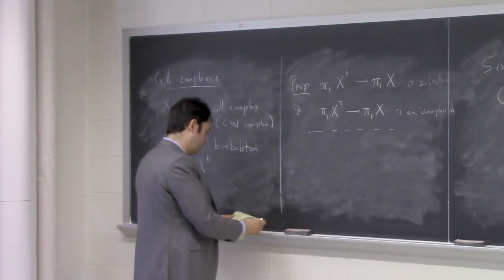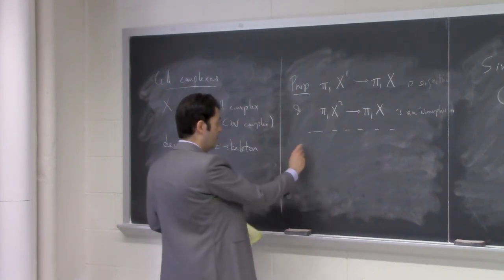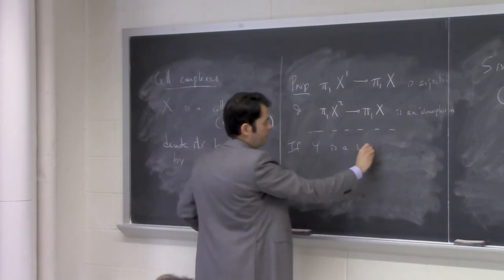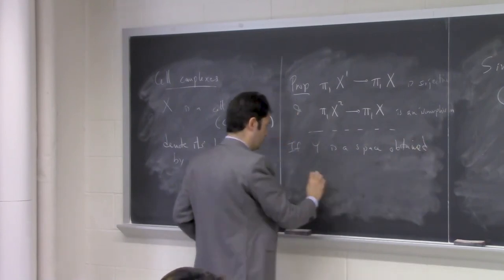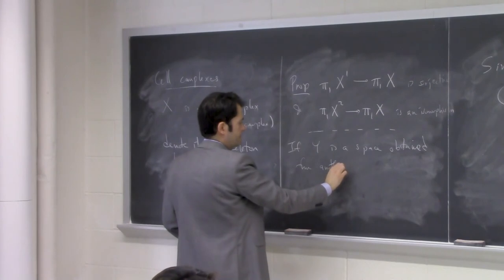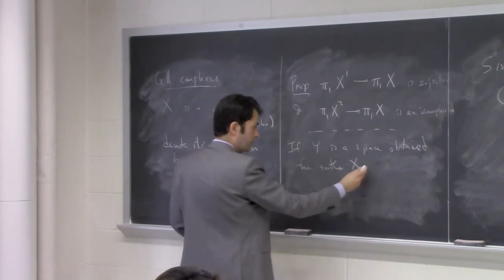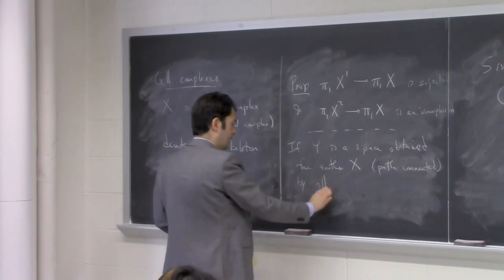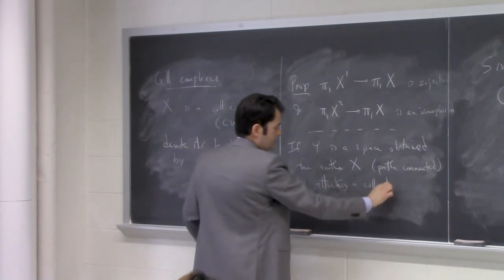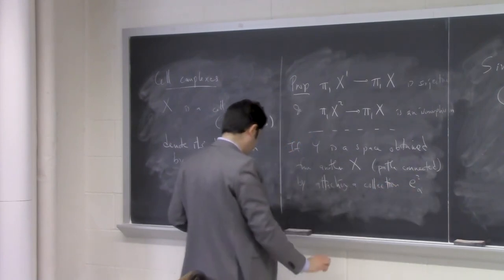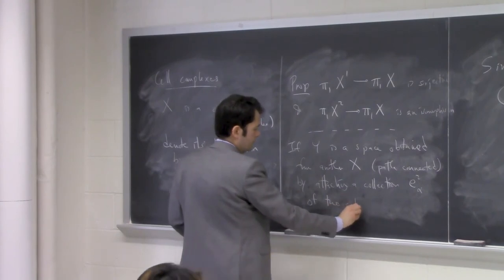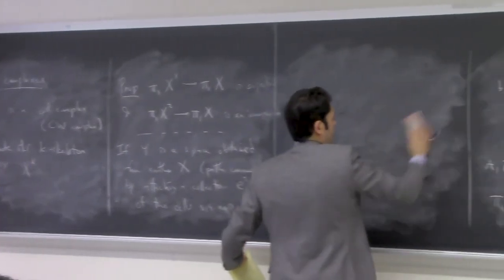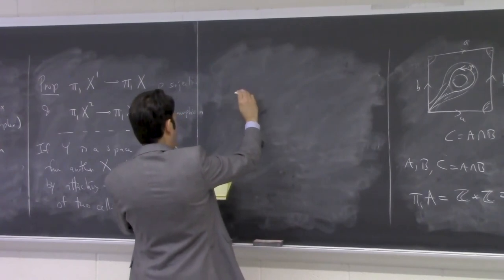Okay, so we'll prove something very similar, but slightly more general. So just take Y is a space obtained from another space, which we assume is path connected, by attaching a collection of two cells by the attaching maps phi alpha.